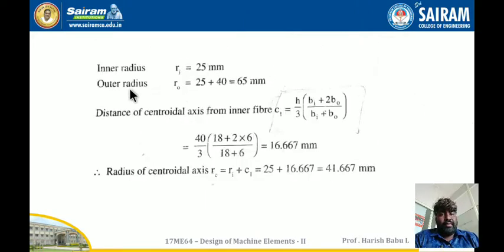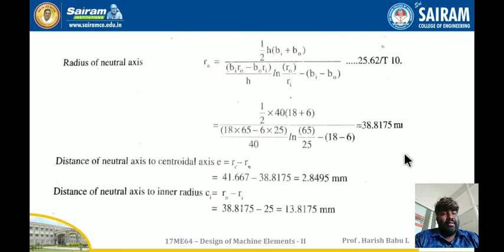So inner radius is 25, outer radius Ro is equal to 25 plus 40, that is 65 mm. The distance of the centroidal axis from the inner fiber will be C1, that is h by 3 times (Bi plus 2Bo) over (Bi plus Bo). This is the formula I'm going to use for the trapezoid to find the centroid. I'm going to get 16.667, which is from the base of the trapezoid. So Rc will be equal to Ri plus C1, that is 25 plus 16.667, which is 41.667 mm. That will be the radius of the centroidal axis from the line of curvature.